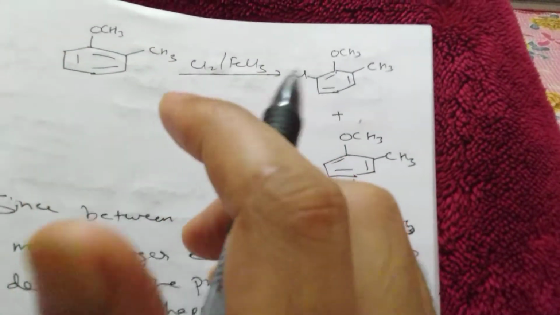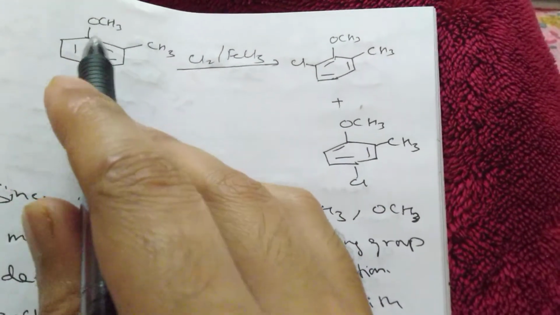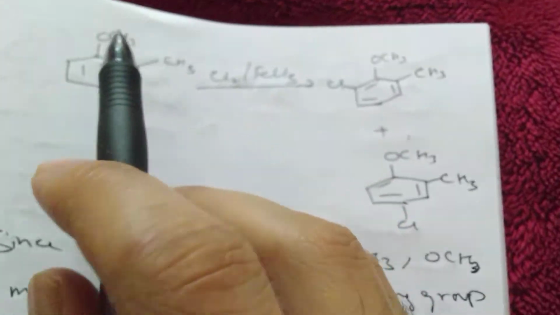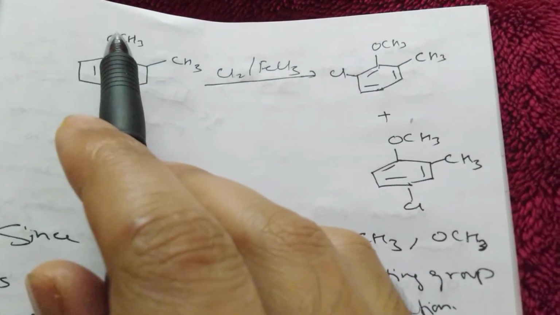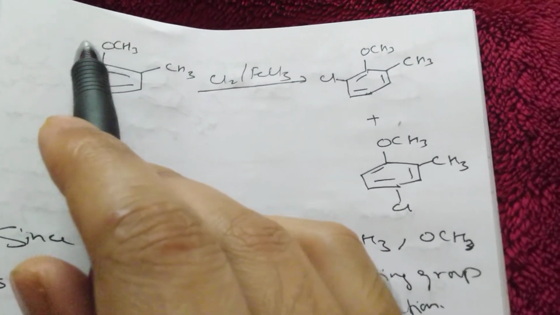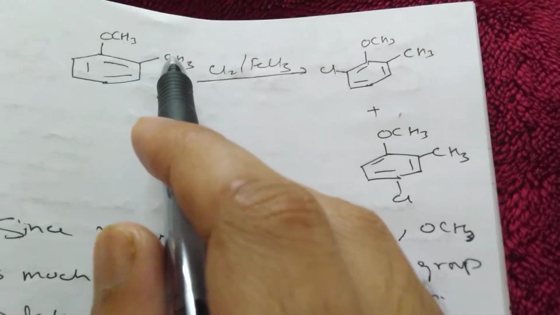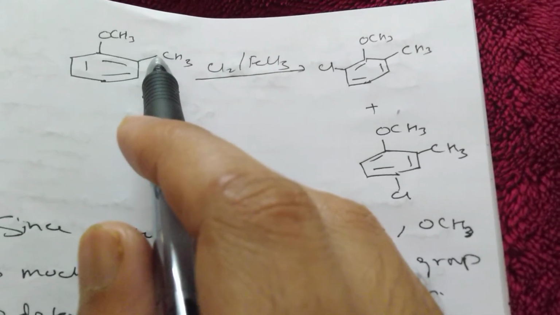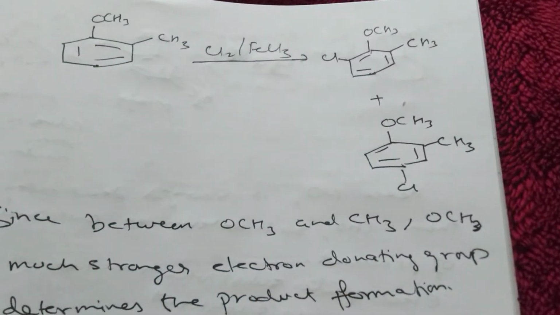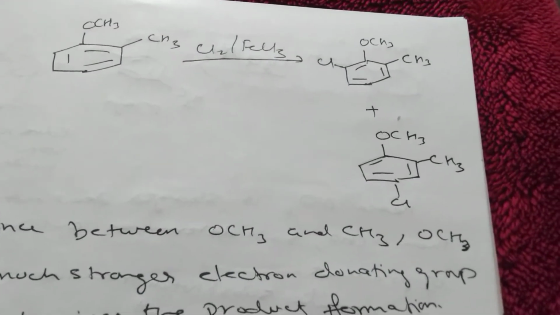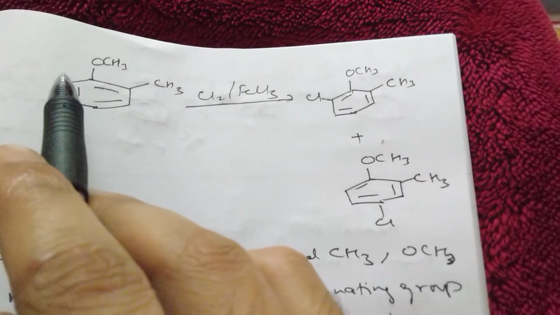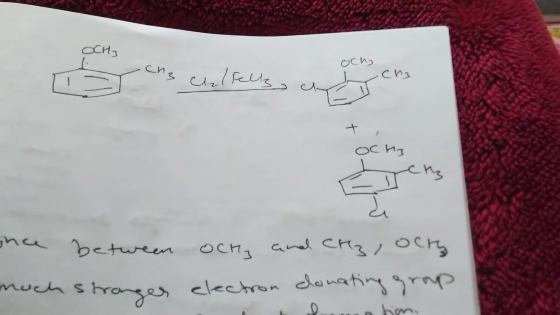Second, now if it is disubstituted, what happens? So imagine you are having OCH3 and CH3. Now between OCH3 and CH3, which is the stronger pumping group? Of course OCH3, because it pumps electrons through plus R effect, and this pumps electrons through plus I effect. There is no comparison between plus R and plus I. Plus R is much stronger than plus I. So this one pumps electrons, and therefore this will determine the product.